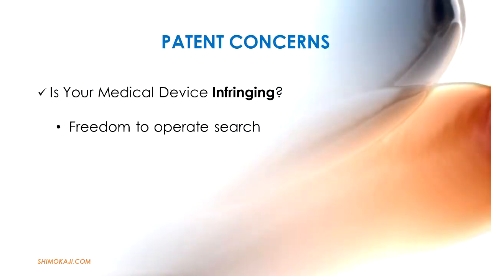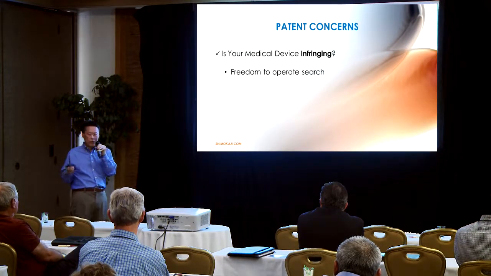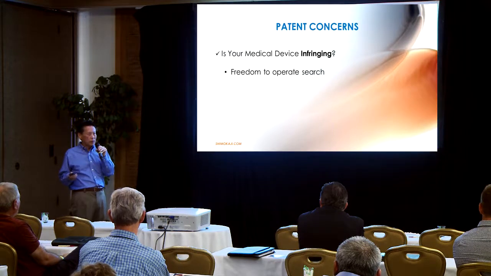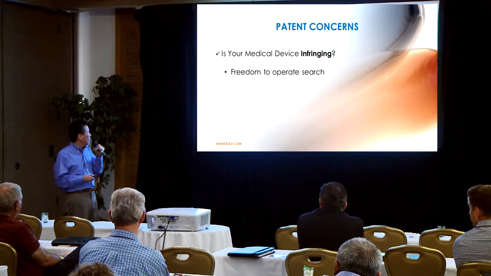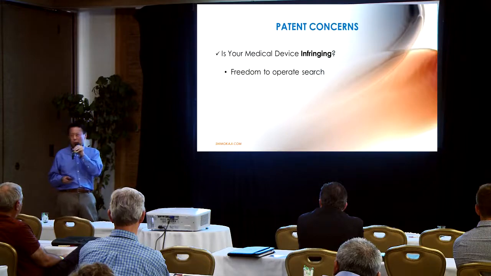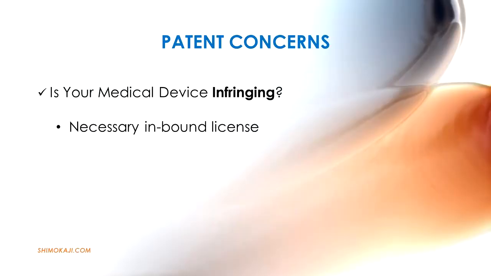So does your device infringe? If it infringes, you can't sell it. Or if you do sell it, you might get sued. So one thing that can be done to address that potential problem is this thing called a freedom to operate search. Essentially what that does is that someone goes out, looks at competitor patents to figure out if your product is going to be infringing your competitor's patents. If it does potentially infringe, what you might then have to do is go out and take a license from the company that owns the patent that you might be infringing.